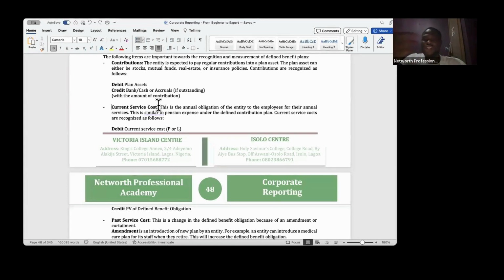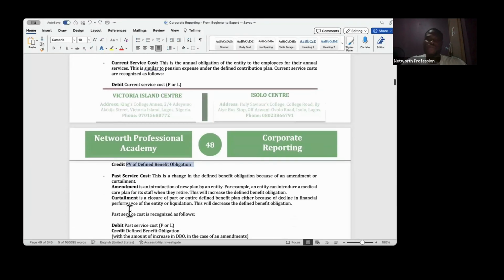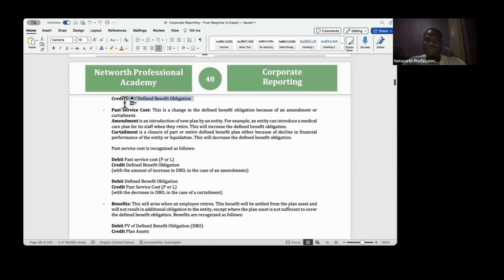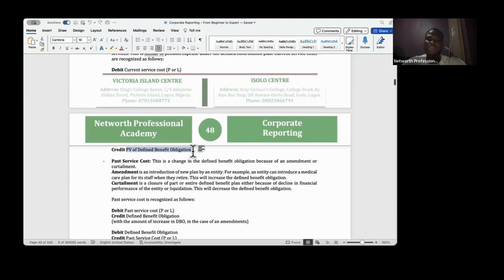So usually the actuary will have done the PV of these amounts. The examiner will never ask you to do that. They will just give you the current service cost, and all you need to do is recognize that in your P&L, because that's your expense for the year. This is similar to the pension cost for that year. And you will credit a term called PV of defined benefit obligation.